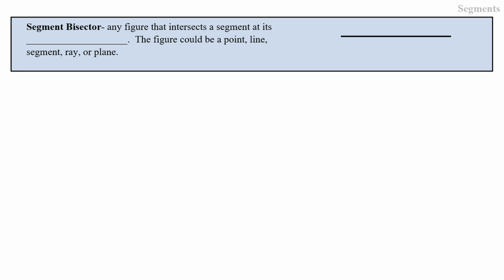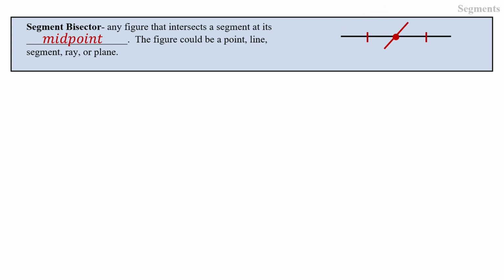So a segment bisector is going to be any figure that intersects a segment at its midpoint. The figure could be a point, a line, a segment, a ray, or a plane. Okay. Take for example, once again, we have a segment here. And well, if I have a point that cuts this into two equal pieces, then that point is bisecting that segment, and therefore that point is a segment bisector.